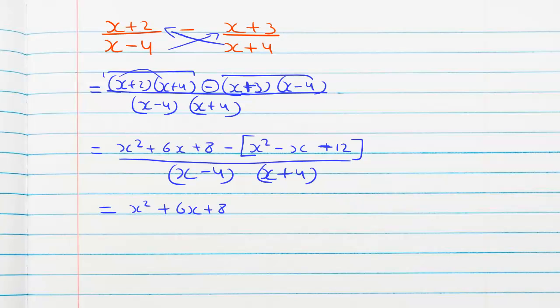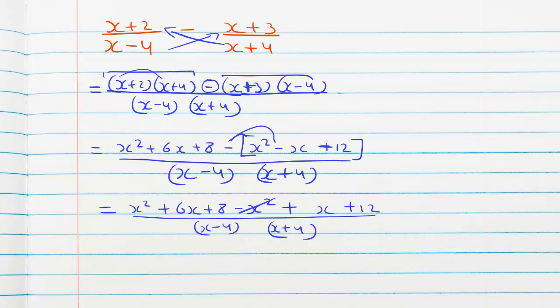Now the parenthesis will open and the negative sign will multiply over here first, negative x squared. Then this negative and negative will multiply, we get plus x, and the last one, we will get plus 12. And over everything is the same, the denominator x minus 4 times x plus 4.